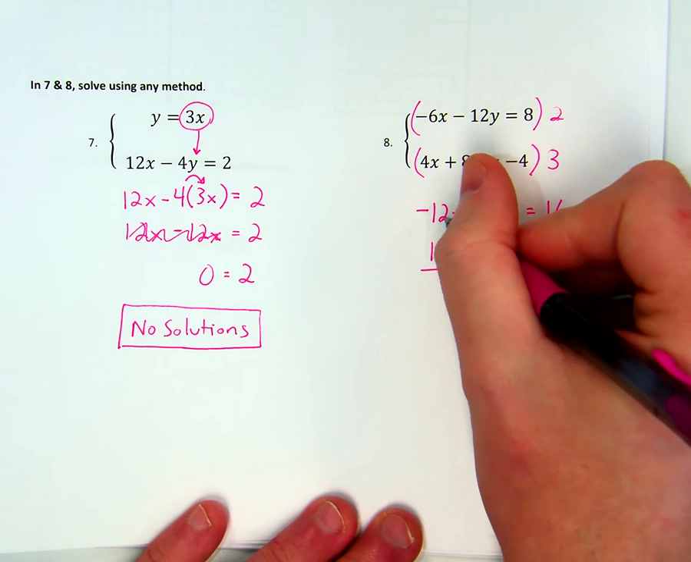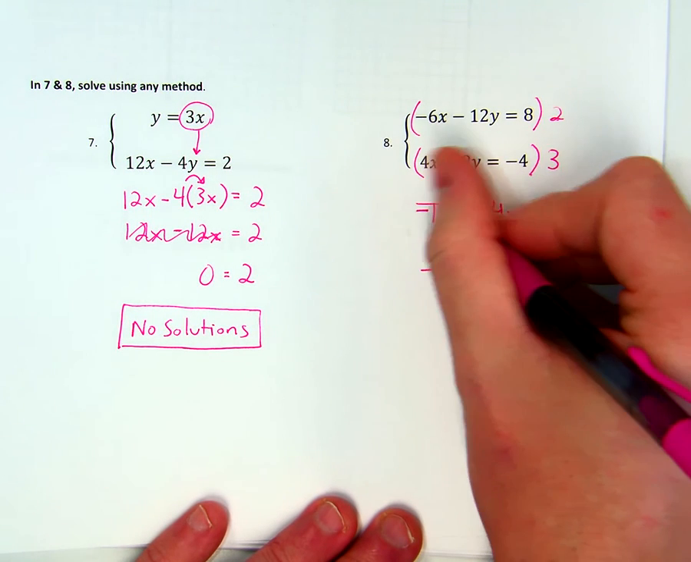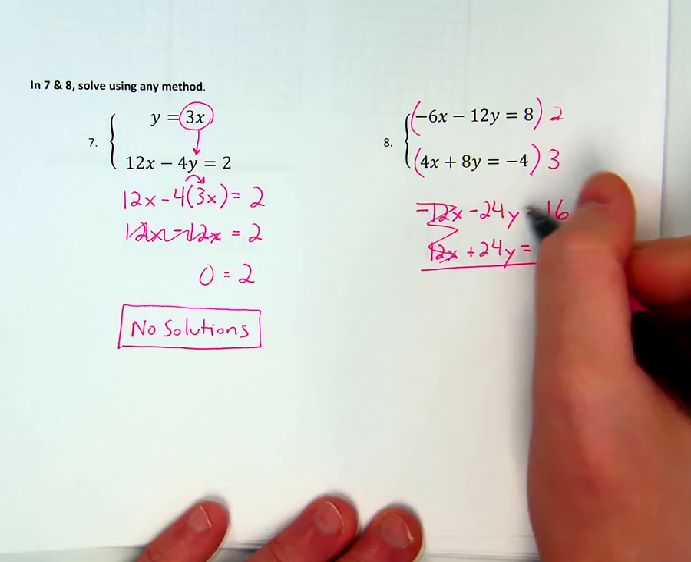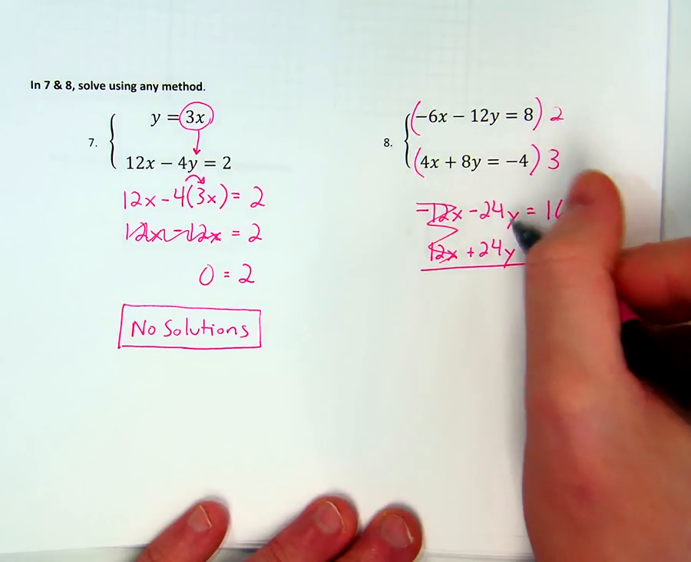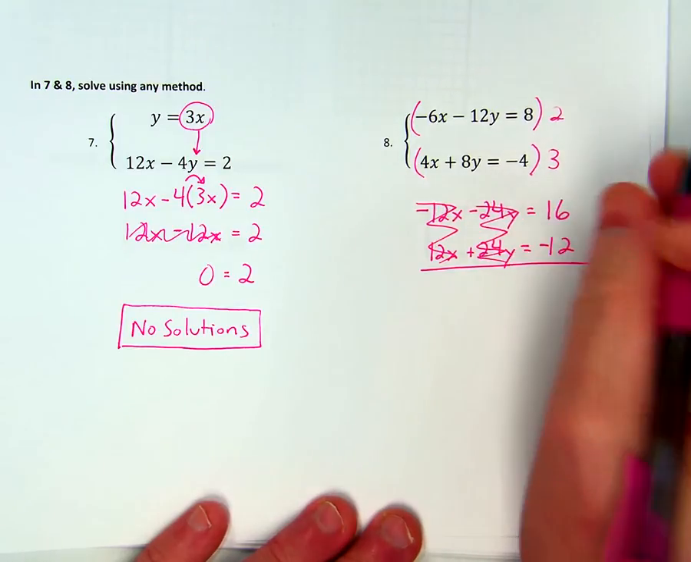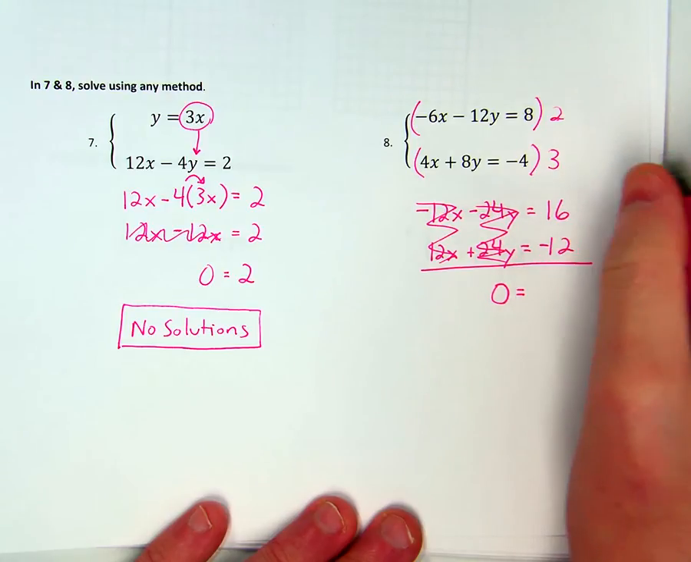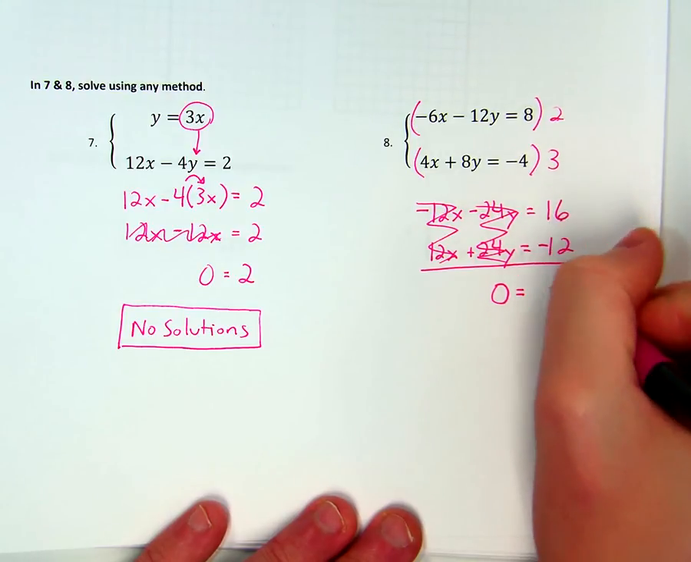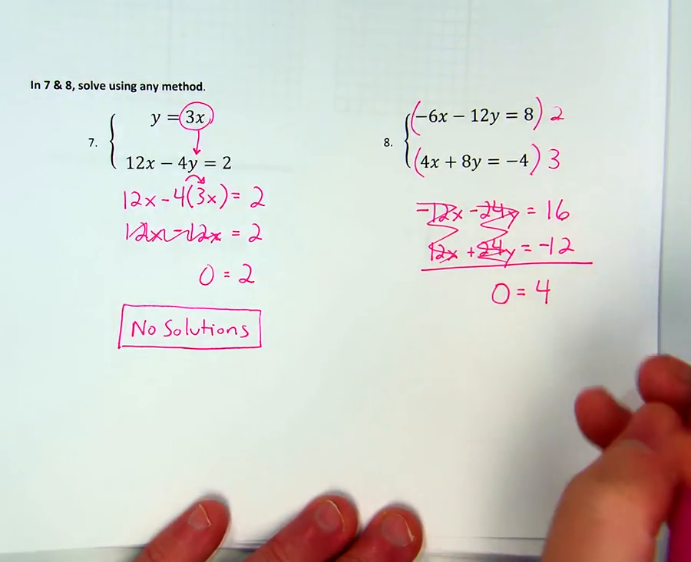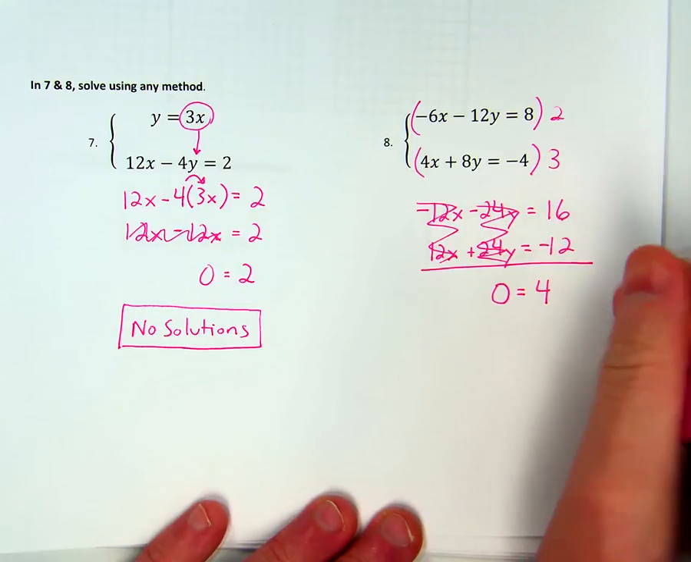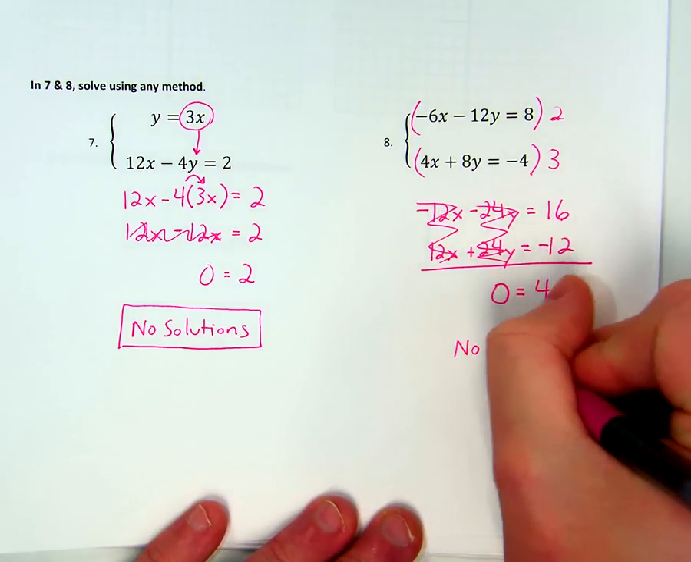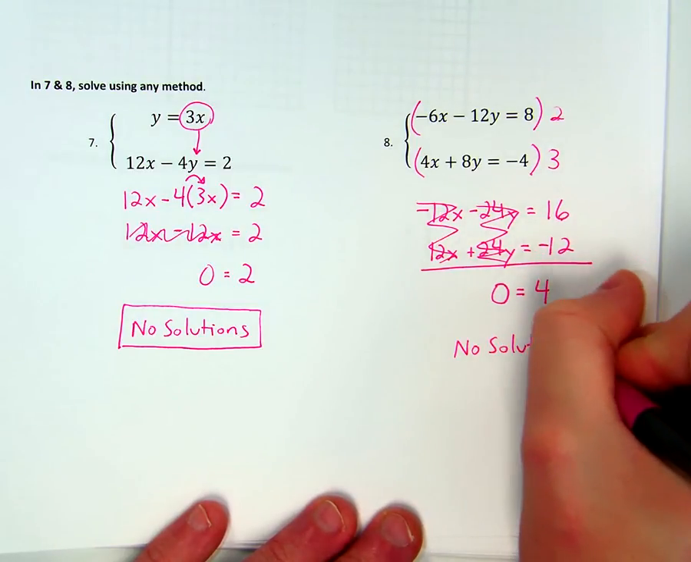Now when I add the equations together, negative 12x and 12x are going to cross out into 0. Negative 24 and positive 24 will also cancel each other out. So again, we're left with 0 on the left side equals 16 minus 12, which is 4. Again, the variables have dropped out and we're left with a false statement, so the answer is no solutions.